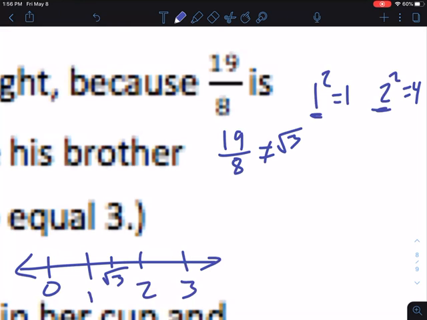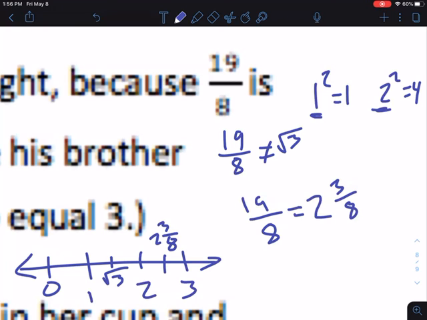Now, if we look at 19 over 8, if we wrote that as a mixed number, well, how many times does 8 go into 19 as a whole number? Twice, right? 8 times 2 is 16. So 8 fits into 19 twice. And then how much is left over? Well, 19 minus 16 is 3. So it's actually 2 3/8. If you put that on a number line, it would go here.